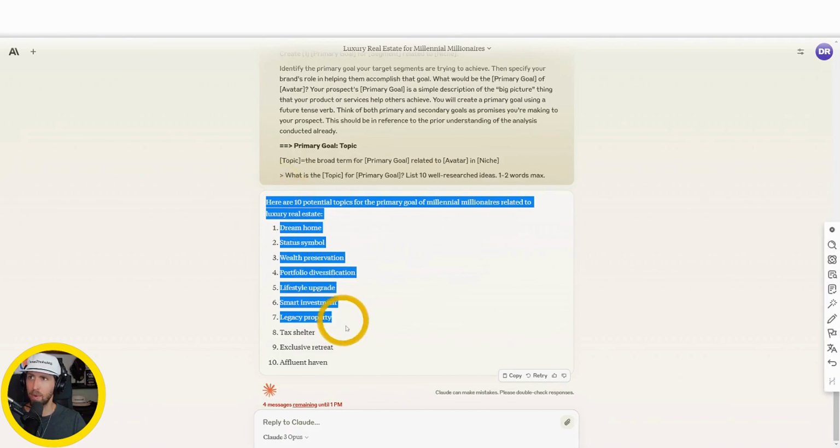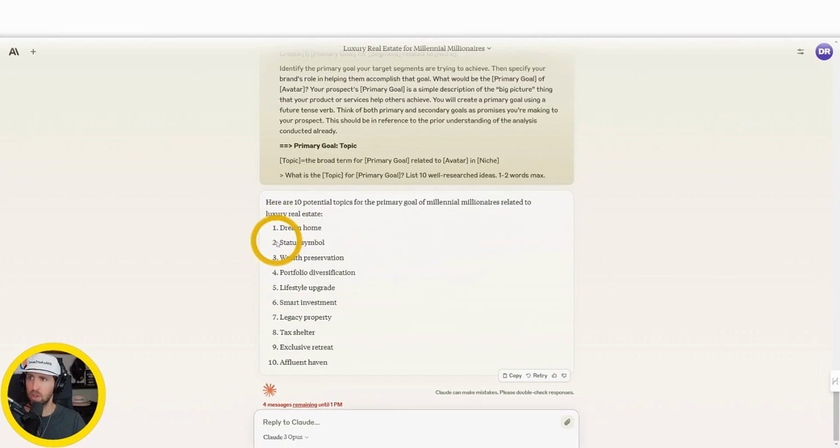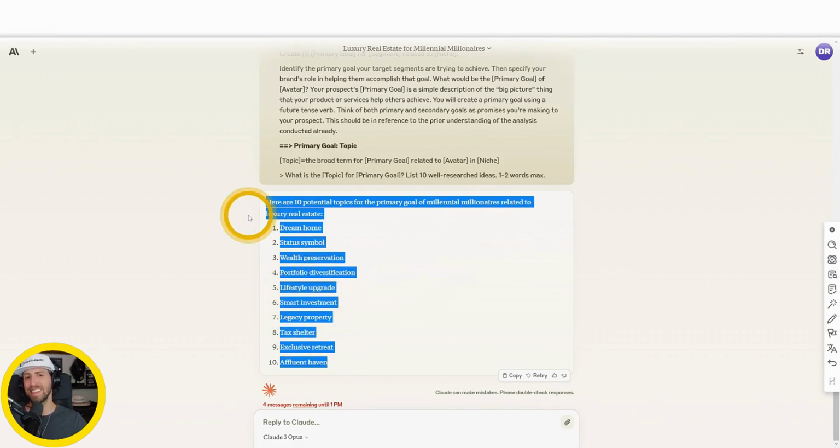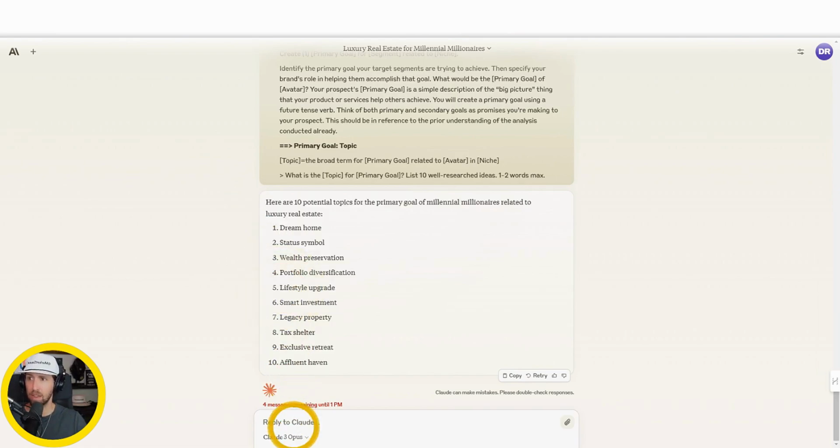So I'm going to want to choose one of these goals to focus in on. Dream home, status, wealth preservation, lifestyle upgrade. See, any number of these can change the direction of where the rest of the blueprint is going to go. And so this is a situation where, again, as the human operating the system, you can make a decision, right, as to which one you are going to choose. In this case, I'm going to say it's a lifestyle upgrade. Let's go with number 5.